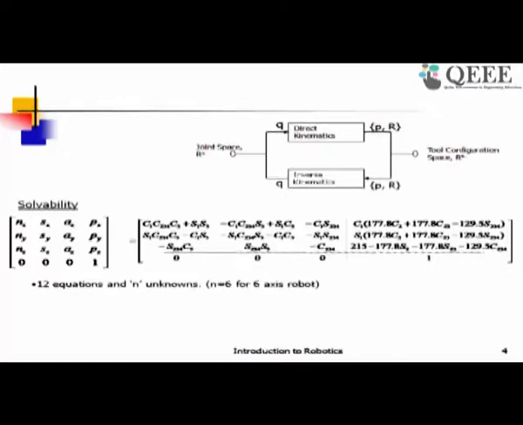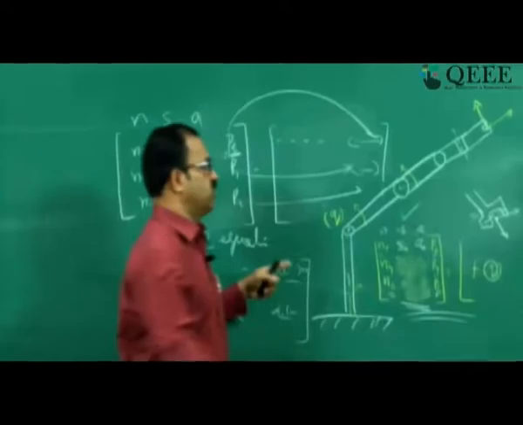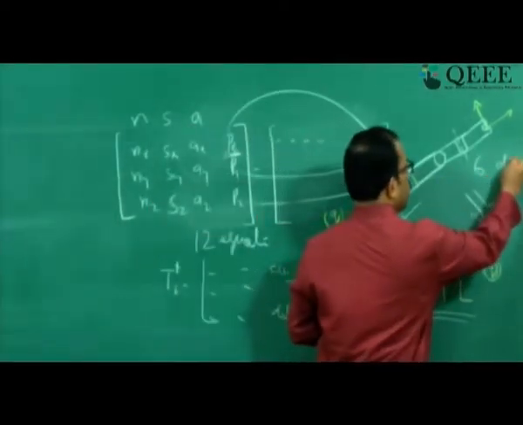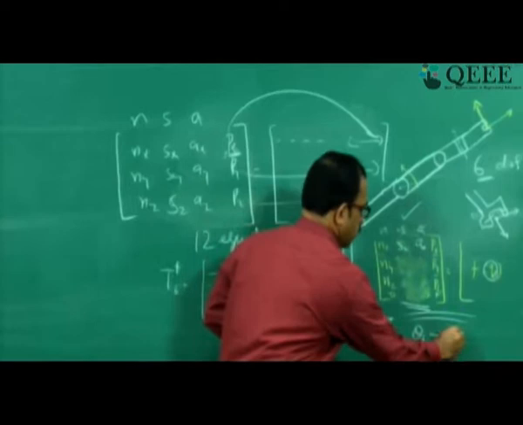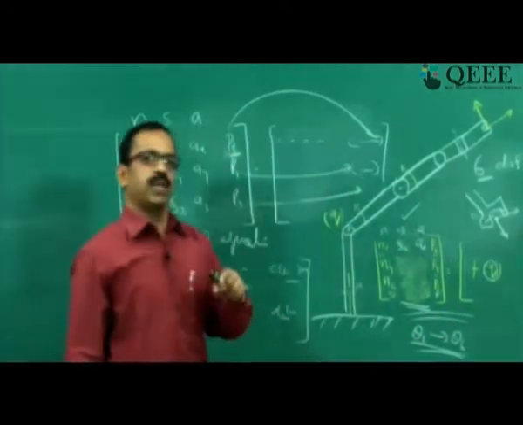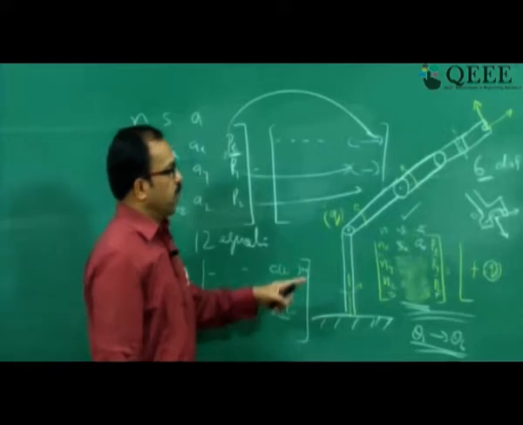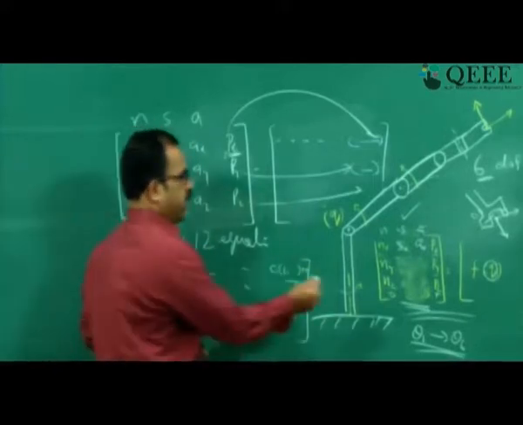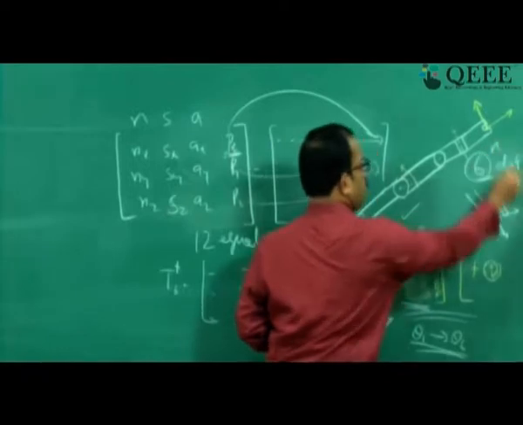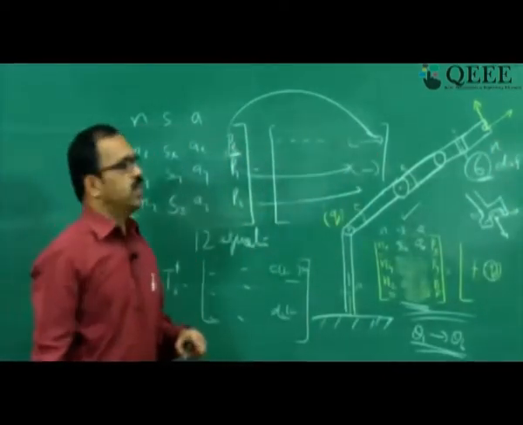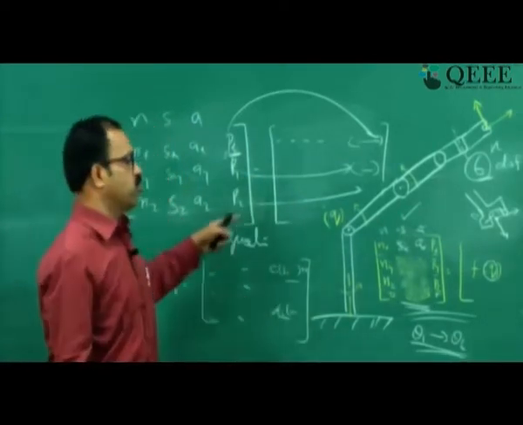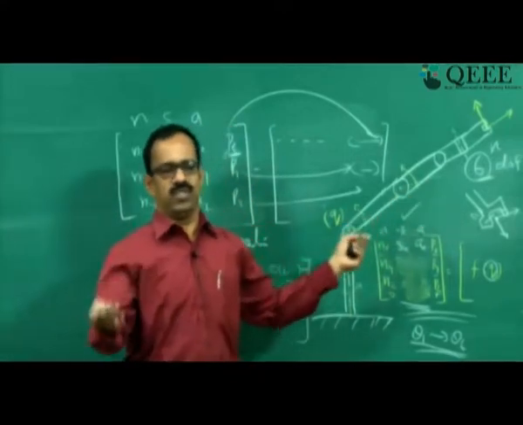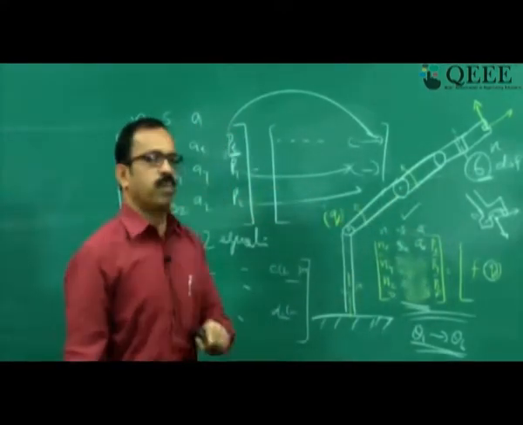So 12 equations, and you will have n unknowns depending on the number of joints of the robot. If it is a 6 degrees of freedom robot, you need to find 6 unknowns, theta 1 to theta 6, to get a desired position and orientation. So we have 12 equations and n unknowns, depending on the n degrees of freedom of the robot. So it seems to be a simple problem. You have 12 equations and n unknowns, and most likely the robot will have 6 degrees of freedom, or 5 or 7 like that. So it seems to be a simple problem.